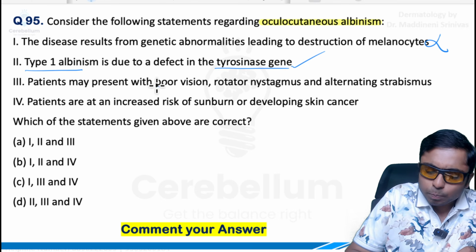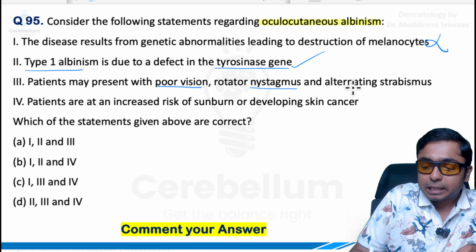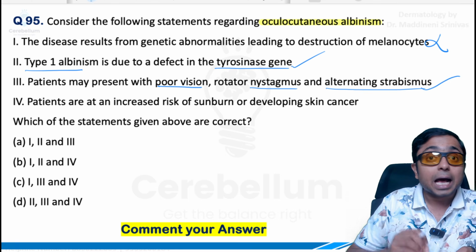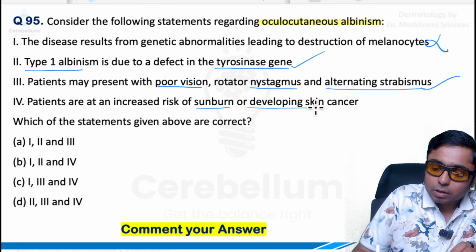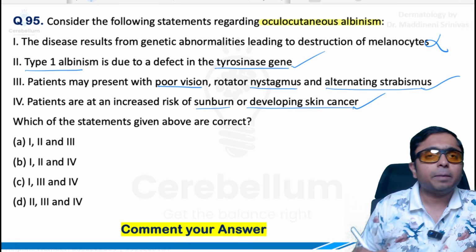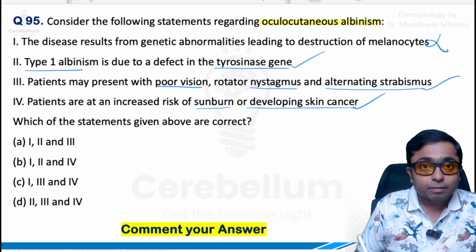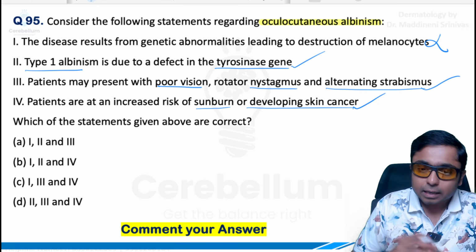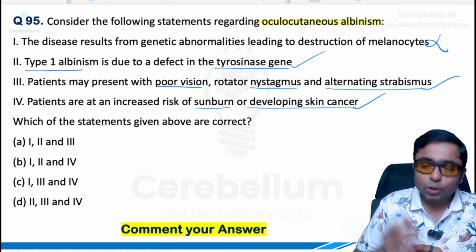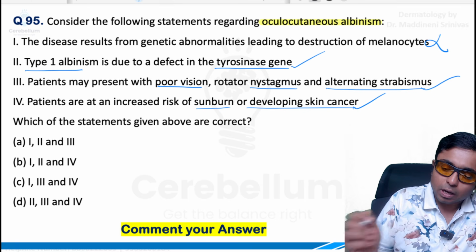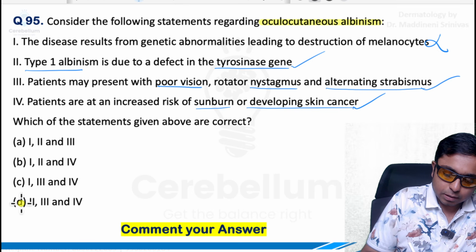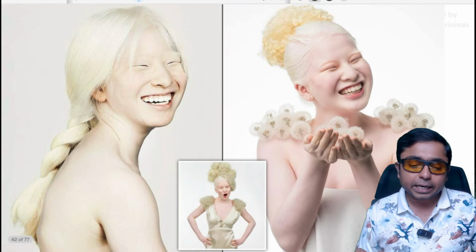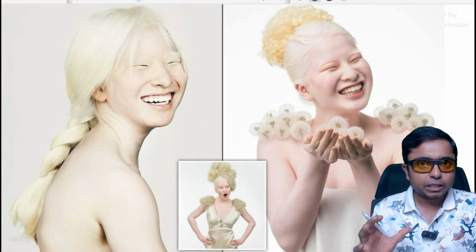Patients may present with poor vision. There can be nystagmus and alternating strabismus. Absolutely correct. Patients are at increased risk of sunburn or developing skin cancer. Absolutely correct, because melanin has a protective role in the skin, and if it is absent, there is a high likelihood of development of skin cancers. So the correct answer will be 2, 3 and 4. So option D should be the correct answer. So this is a patient with albinism.